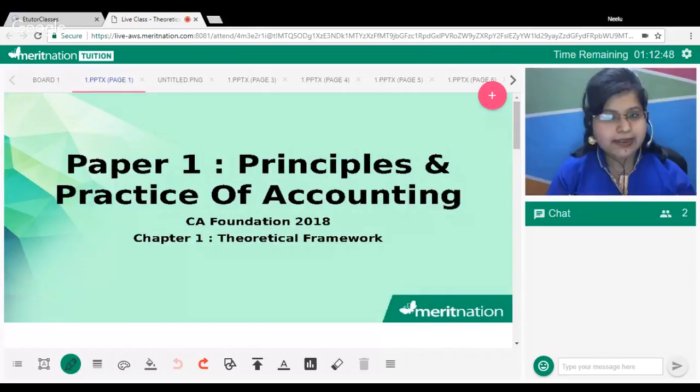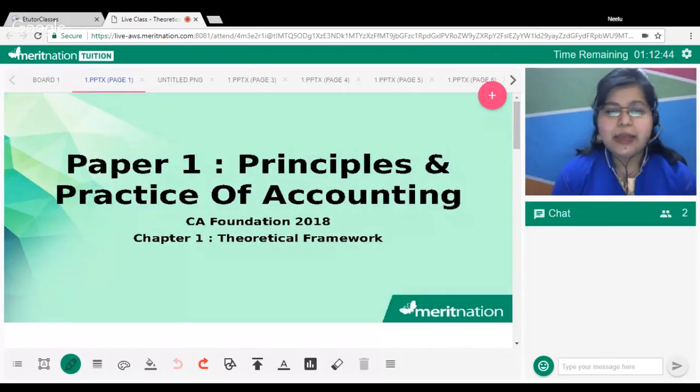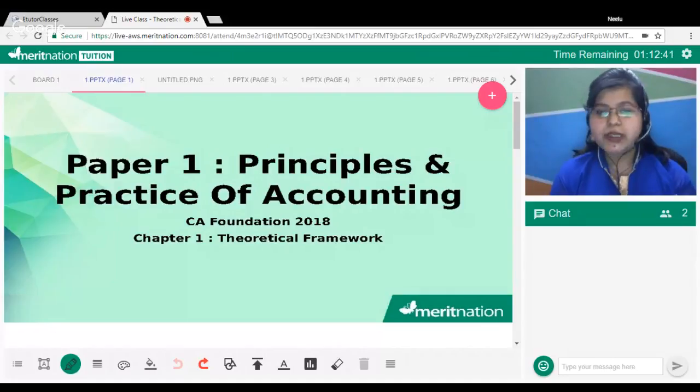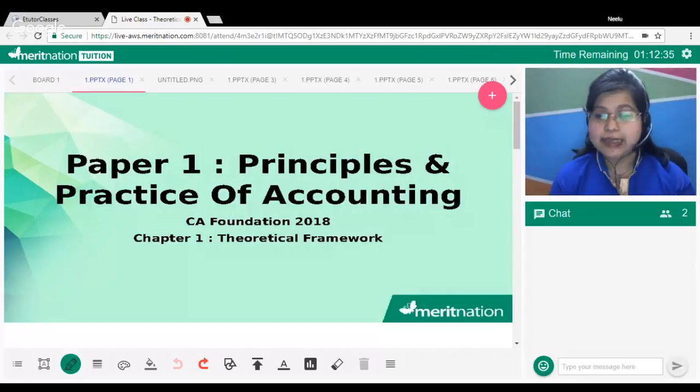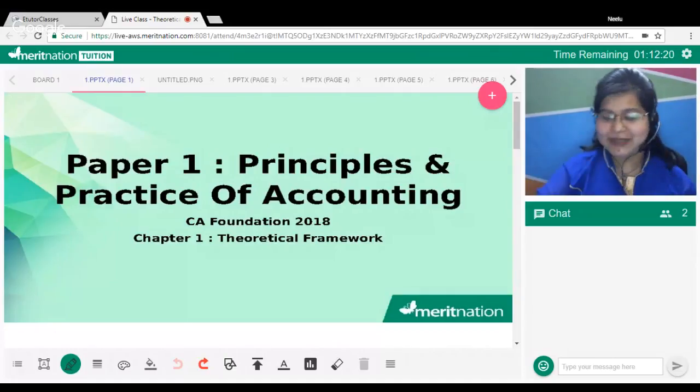Taking that same thing forward, I will be beginning today with the theoretical framework of accounting. For those who have already done accounting in classes 11th and 12th, you may feel that this is something we are very fond of. But the problem is that we tend to forget what we have done just as soon as we give our exams. So a refresher would be better for all of us.